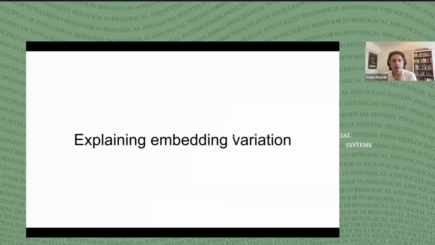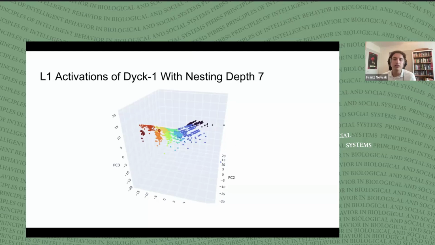So what is this variation? Because technically we want 8 states, so ideally what we would see is just 8 very tight clusters, right? But that's not what we see. We see this slightly extended thing where the colors represent the state, so the number of open minus close parentheses.